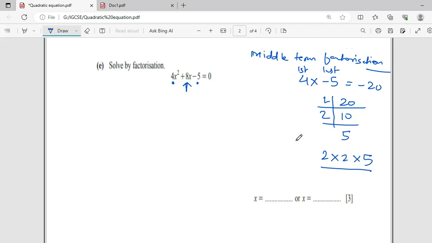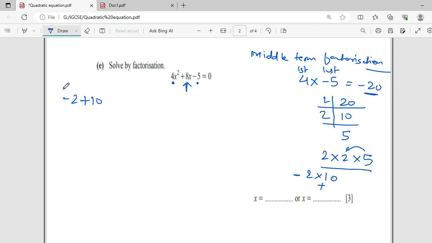So if you'll see here, if I multiply 5 into 2, I will get 10, and this is 2. 2 into 10 is 20, which is our coming product, right? And if you see the positive sign here, the middle term is positive. That means the bigger number will be positive and the smaller number will be negative. That means minus 2 plus 10.